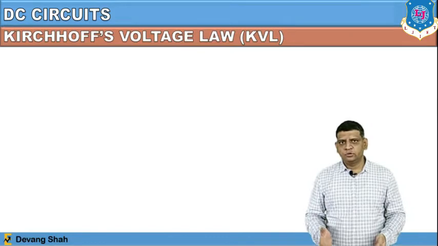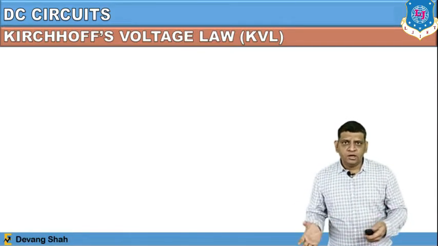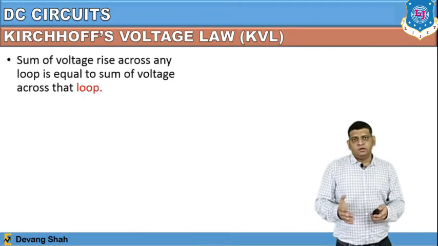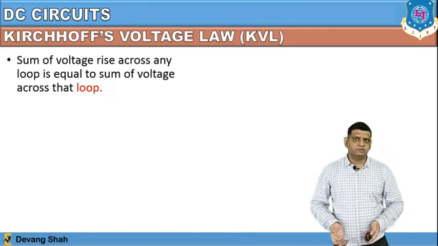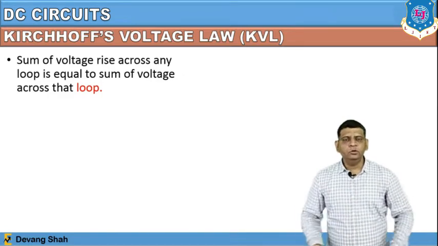Now Kirchhoff's voltage law. Here Kirchhoff's current law is applied based on the current. Now here Kirchhoff applies its method based on the voltage. So ultimately this is applicable to a loop, or this is applicable to a closed path, right? In the same way KCL is applicable to a node, here KVL is applicable to a closed path.